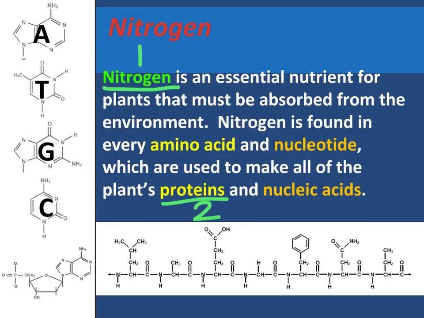Number 3, nitrogen is found in nucleotides. What class of biomolecules is made from nucleotides? And nucleic acids are long chains of small nucleotides. So on number 3, nucleic acids.